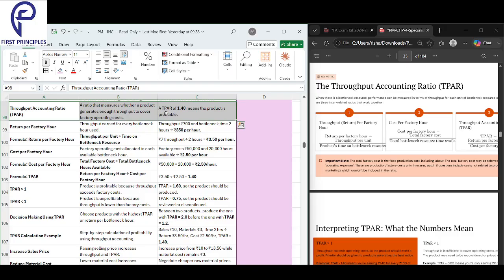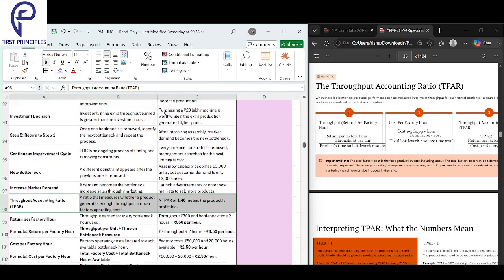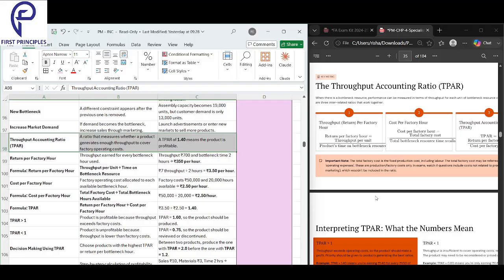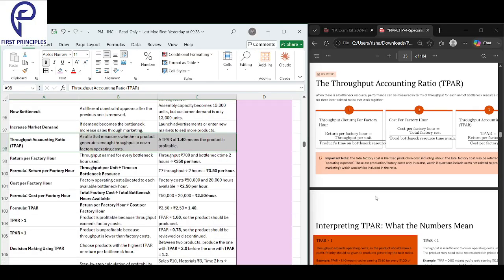Is it generating enough throughput to cover your factory operating cost? Is it not? That is your throughput accounting ratio. Whether a product generates enough throughput to cover your factory operating costs. That is nothing but the throughput accounting ratio. The question is, are you generating enough throughput to cover your factory operating costs?